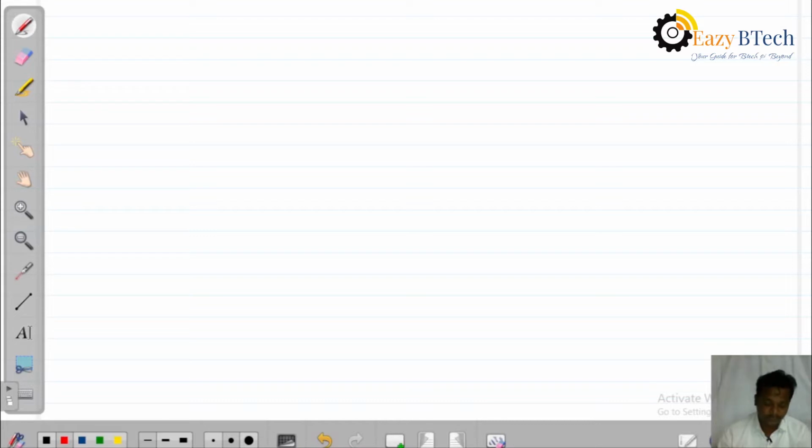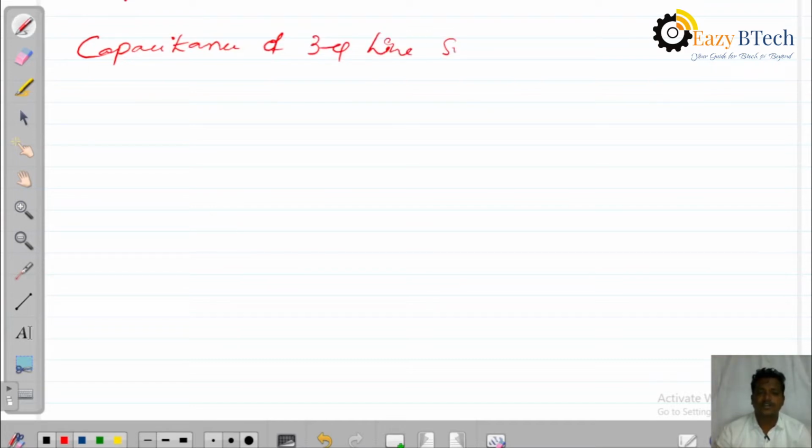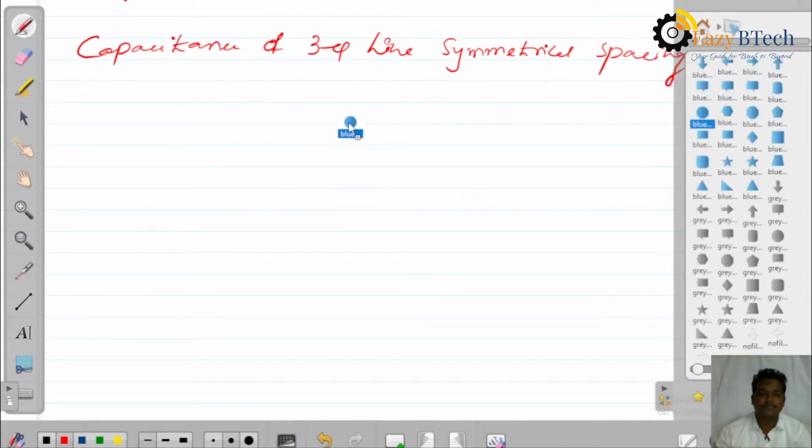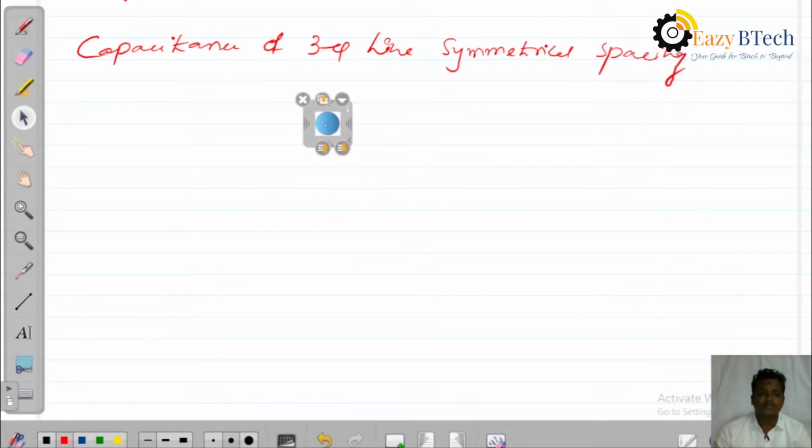Today we will see the capacitance calculation: capacitance of a three-phase line with symmetrical spacing. We will take three conductors for symmetrical spacing.